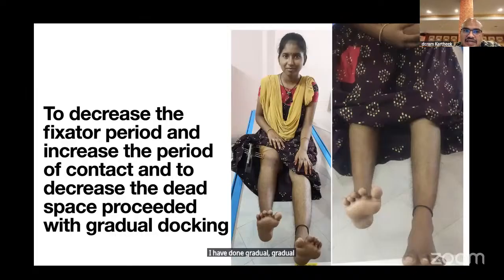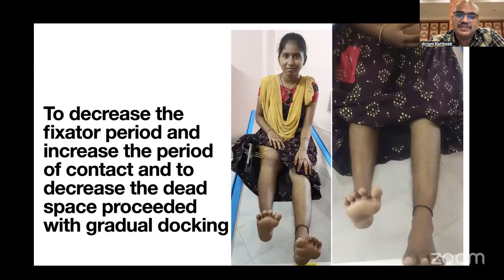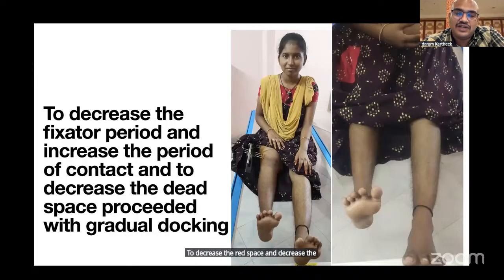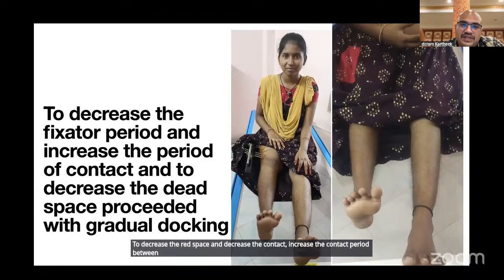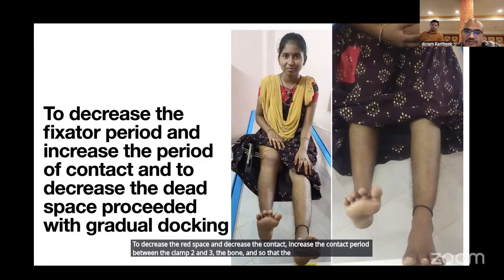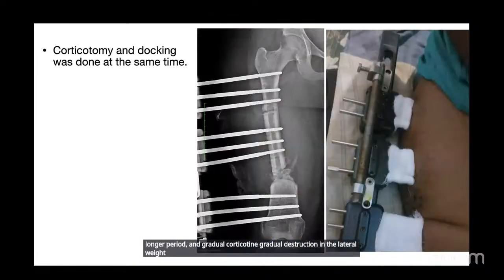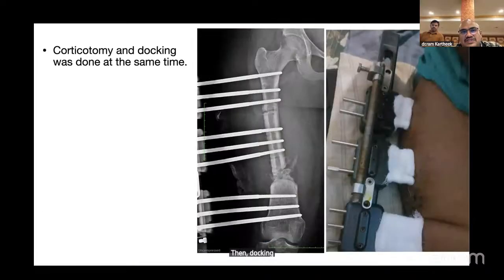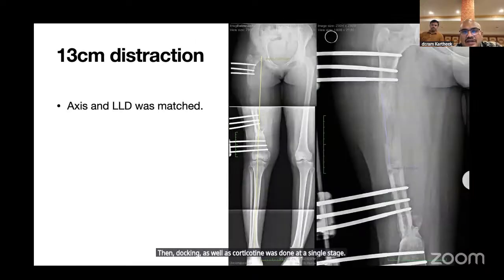docking at the distal end to decrease the dead space and increase the contact period of the bone between clamp 2 and 3, so that the bone will be in contact for a longer period, and gradual corticotomy and gradual distraction in the lateral side. Then docking as well as corticotomy was done at a single stage. Gradual distraction was done until both limb lengths became equal.